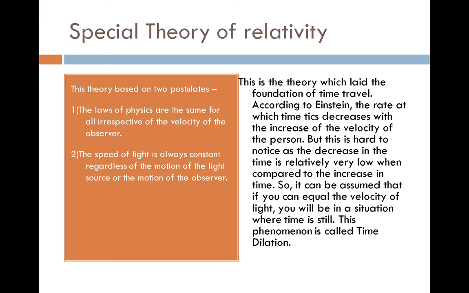According to Einstein, the rate at which time ticks decreases with the increase of the velocity of the person. But this is hard to notice, as the decrease in time is relatively very low. So it can be assumed that if you could equal the velocity of light, you would be in a situation where time is still. This phenomenon is called time dilation. In space, the faster you go, the more time slows down relative to others. This is called time dilation.